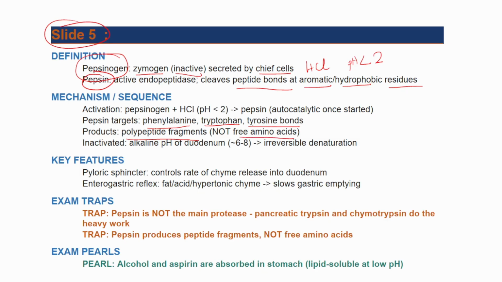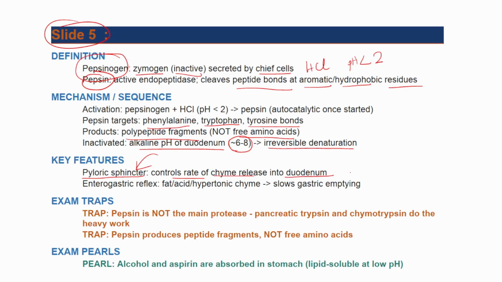The fragments then move forward, but what happens when pepsin hits the duodenum? Upon entering the alkaline pH of the duodenum, which ranges from 6 to 8, pepsin undergoes immediate and irreversible denaturation. The stomach controls this entry into the duodenum using a specialized muscular boundary known as the pyloric sphincter that sits at the end of the stomach. This muscular boundary serves as the primary anatomical mechanism that actively controls the rate of chyme release into the duodenum.